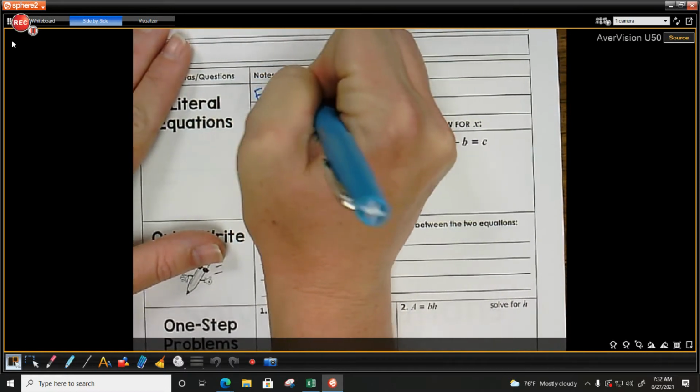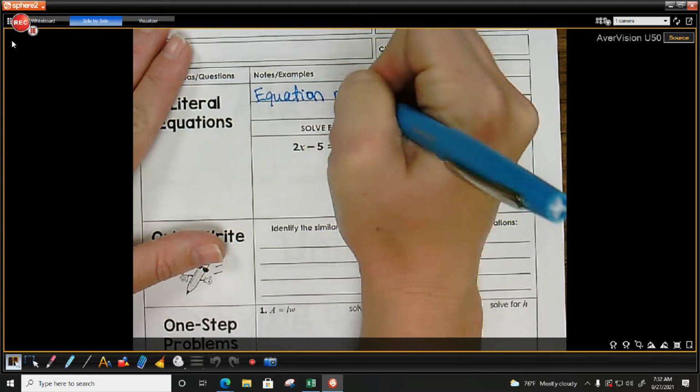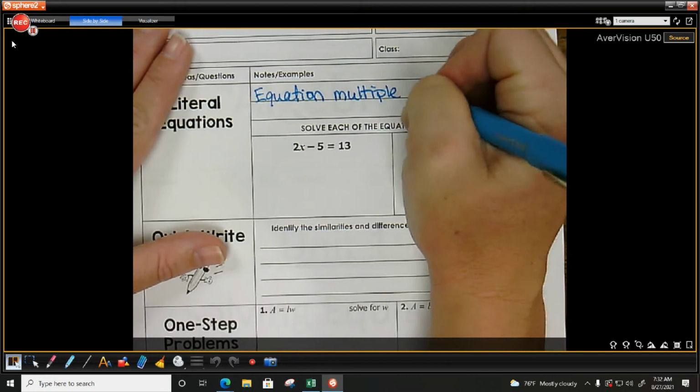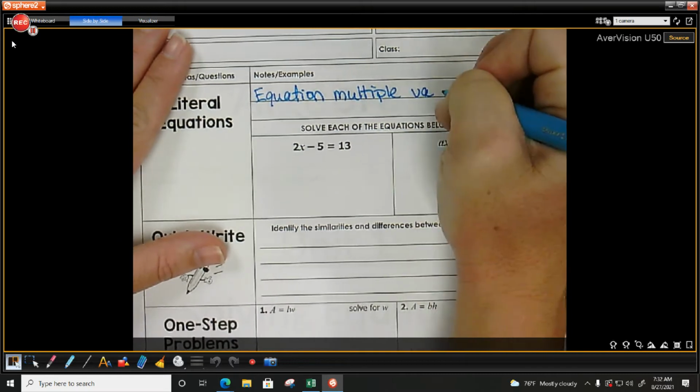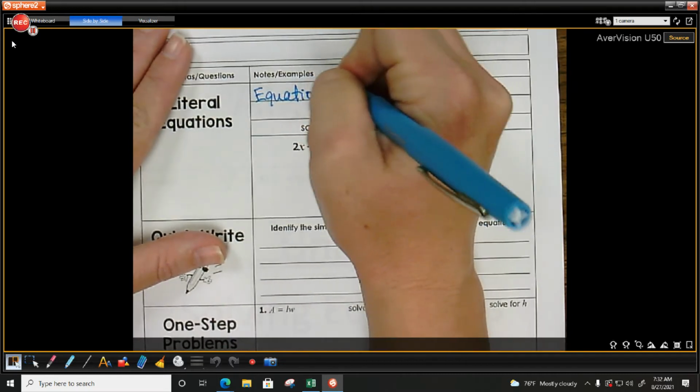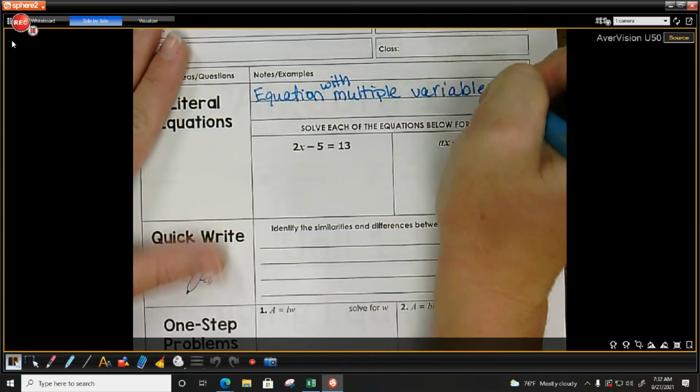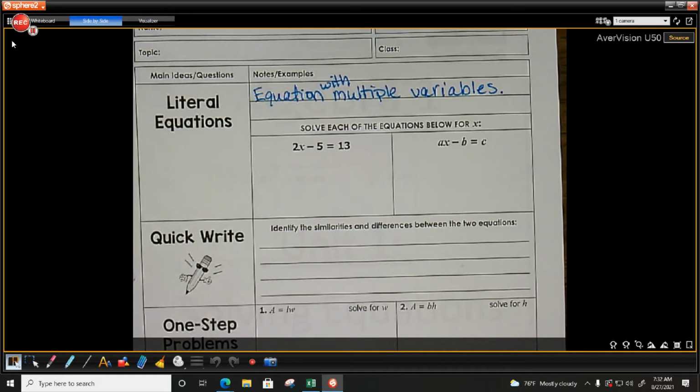With what? Multiple variables. We've been working with equations with only 1 variable. Today we're going to work with equations with multiple variables. Okay, and those are called literal equations.